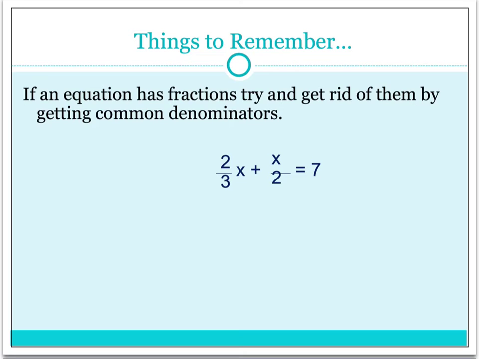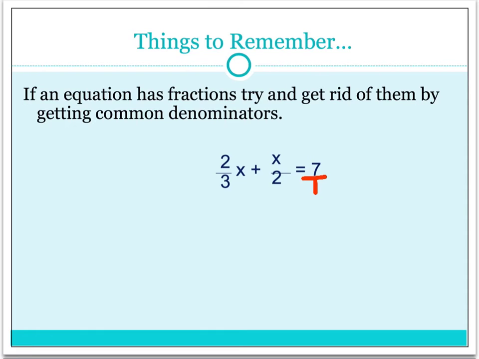Something else you want to remember is if you have fractions, you want to try and get rid of them by getting common denominators. So we notice that we have a 3 as a denominator on the first fraction. We have a 2 as a denominator on the second fraction. And we can just go ahead and put a 1 underneath our 7 so that we have fractions on everything. To get common denominators, the common denominator between 3, 2, and 1 would be 6.